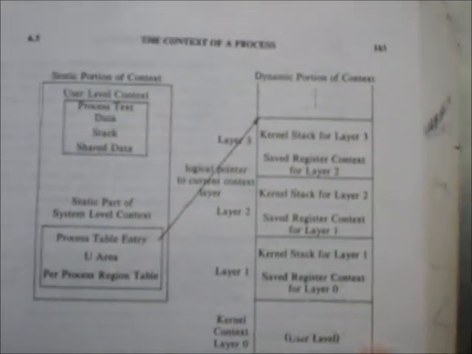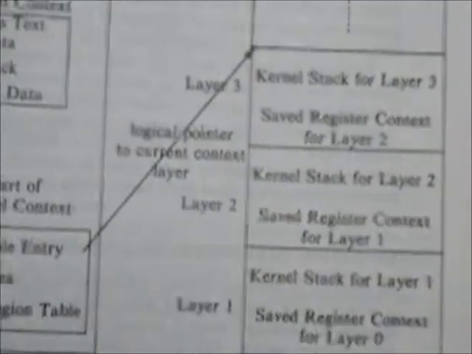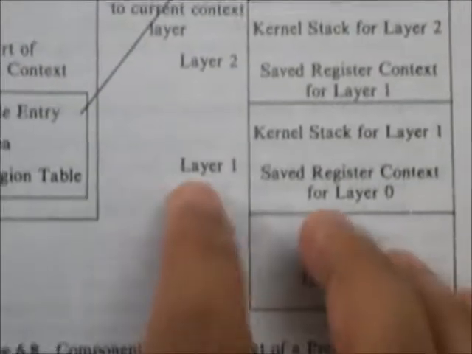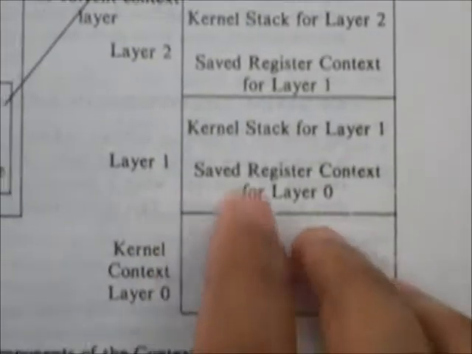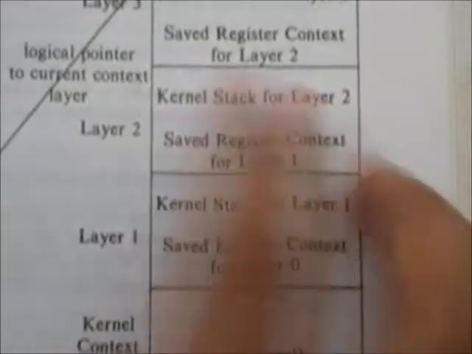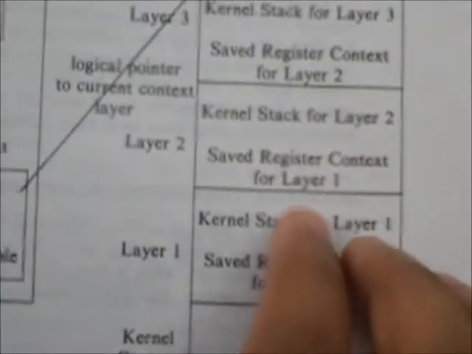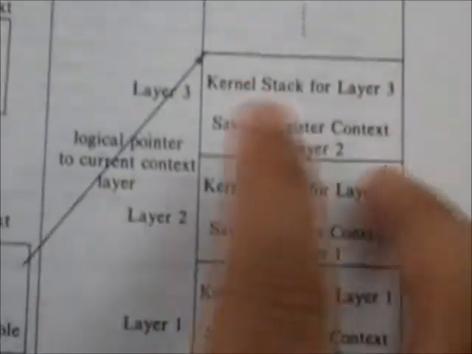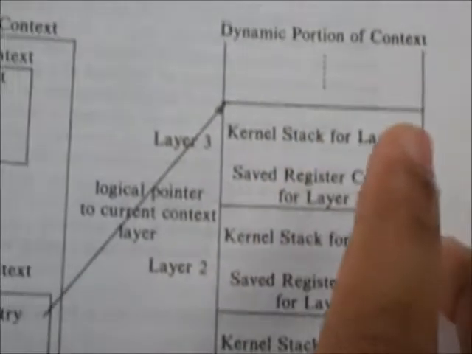So the right side portion of the diagram is the dynamic portion of the context. It has mainly four layers: layer 0, layer 1, layer 2 and layer 3. Layer 0 is user level, and layer 1 is the kernel stack for layer 1, and it is used for saving the register contents for layer 0. And layer 2 is the kernel stack for layer 2, and it is used for saving the register contents of layer 1, and layer 3 is used for saving the register context for layer 2.